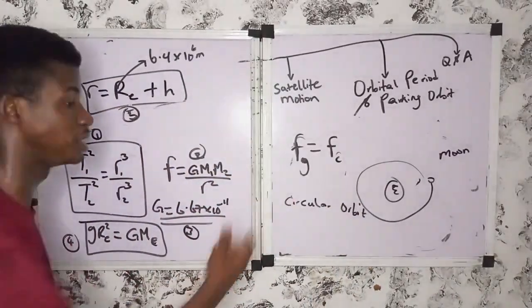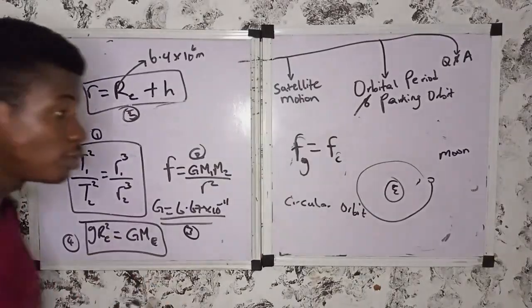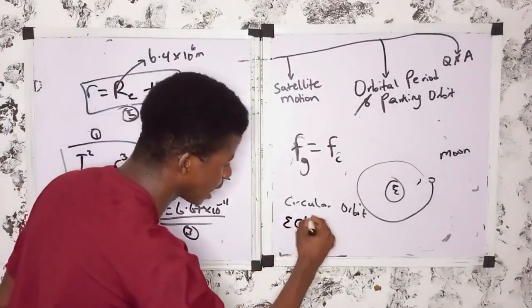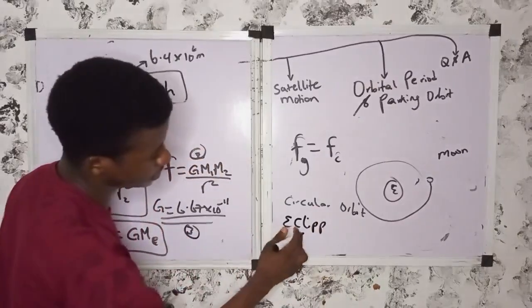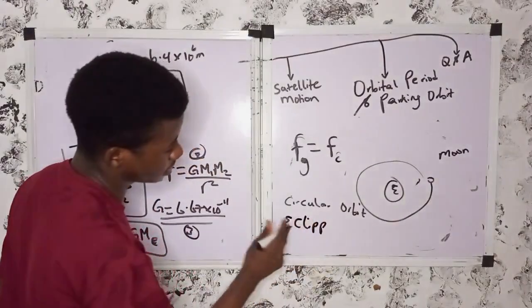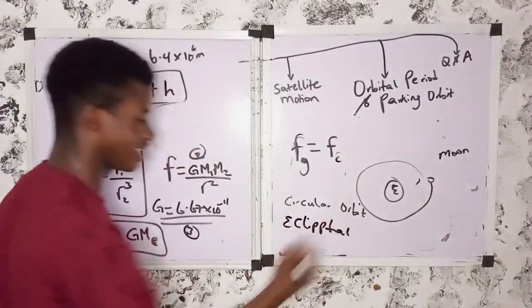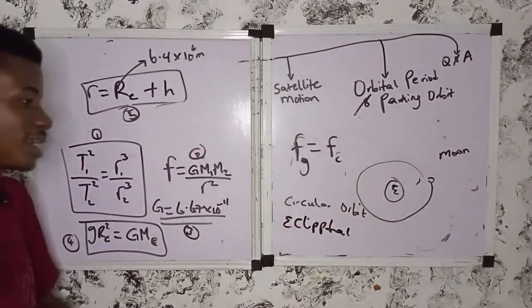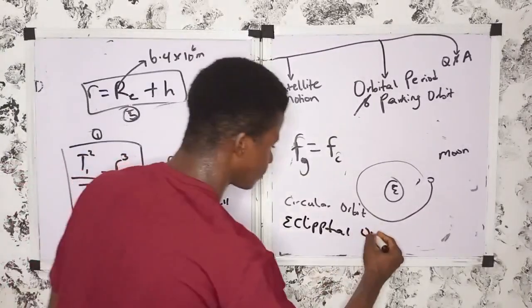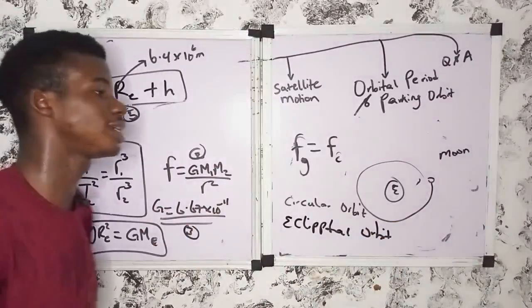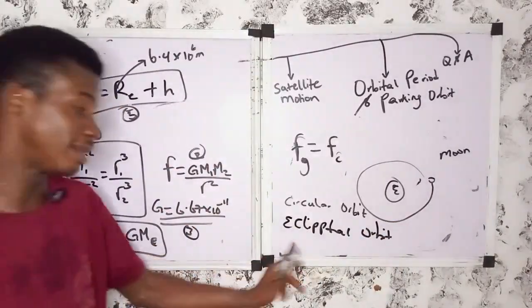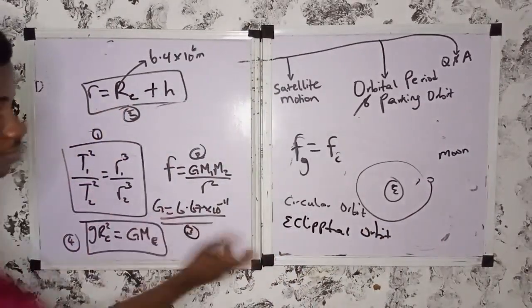In a circular orbit, or some move in what? In an elliptical orbit. I don't know how to spell it. Elliptical. It's elliptical orbit. Okay, elliptical orbit, circular orbit. I don't think this spelling is correct too, but you can go research it.